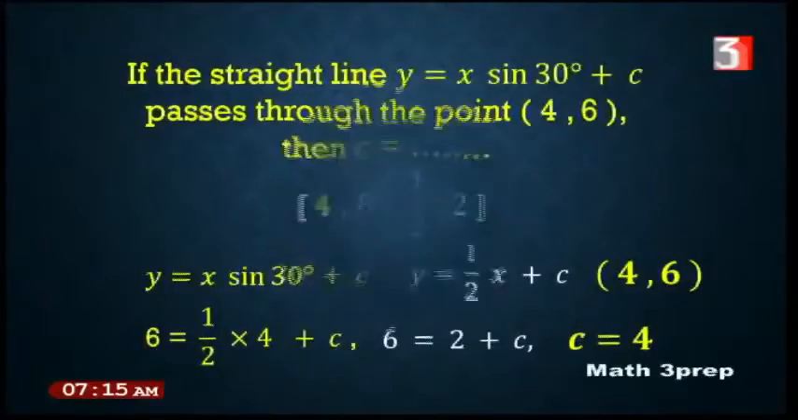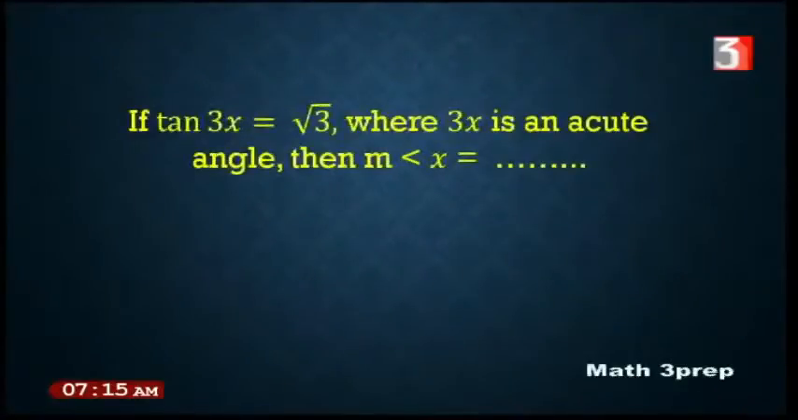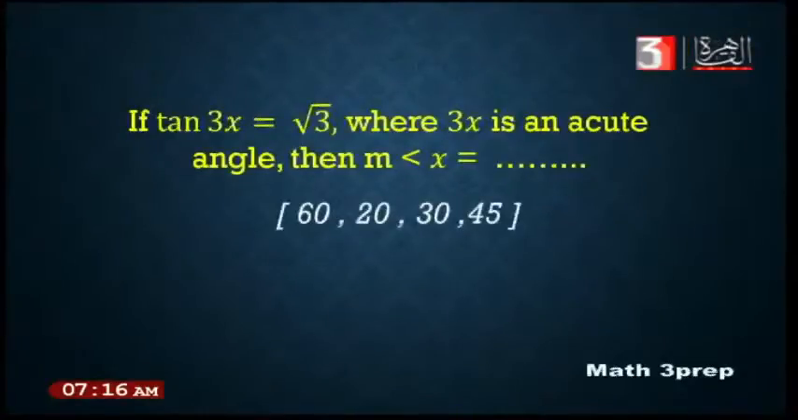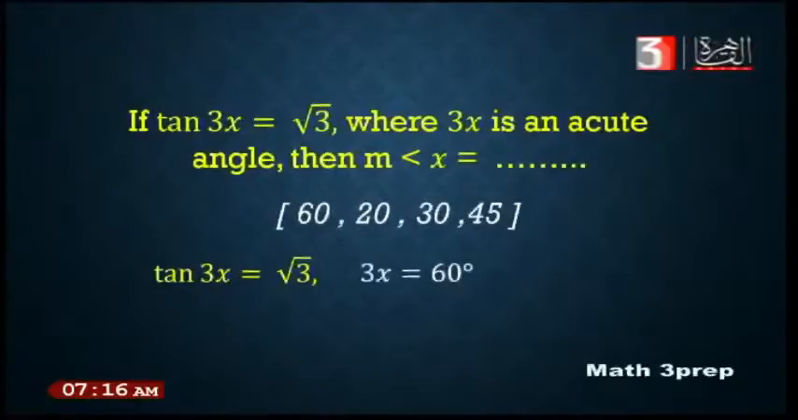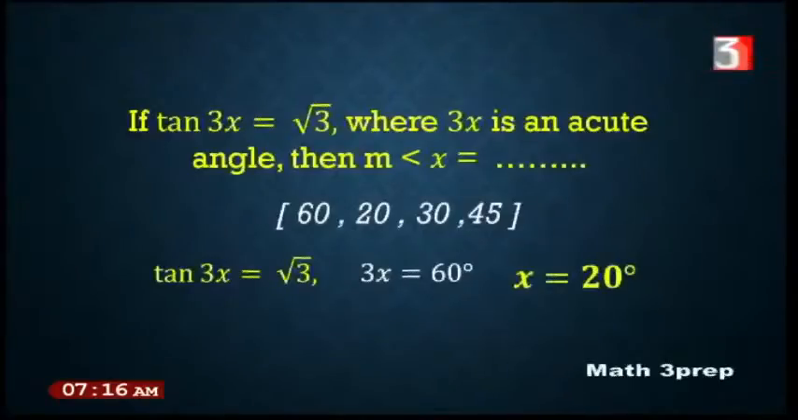Another example. If tan 3x equals square root 3, where 3x is an acute angle, then the measure of angle x equals what? Is it 60 degrees, or 20, or 30, or 45? You know that tan 3x equals root 3. So by pressing on your calculators shift tan square root 3, you are going to obtain a result of 60. It means that 3x equals 60. By dividing both sides by 3, the value of x will be 20, which is the second choice.